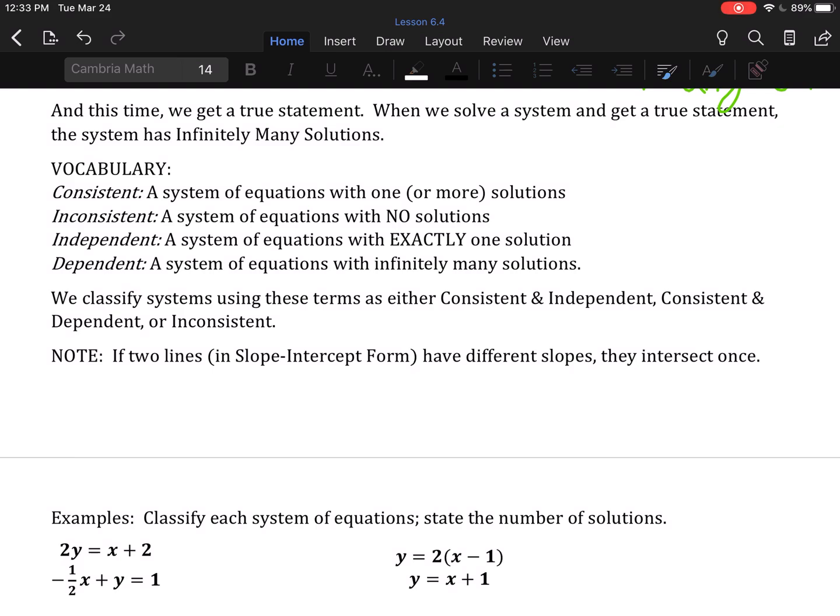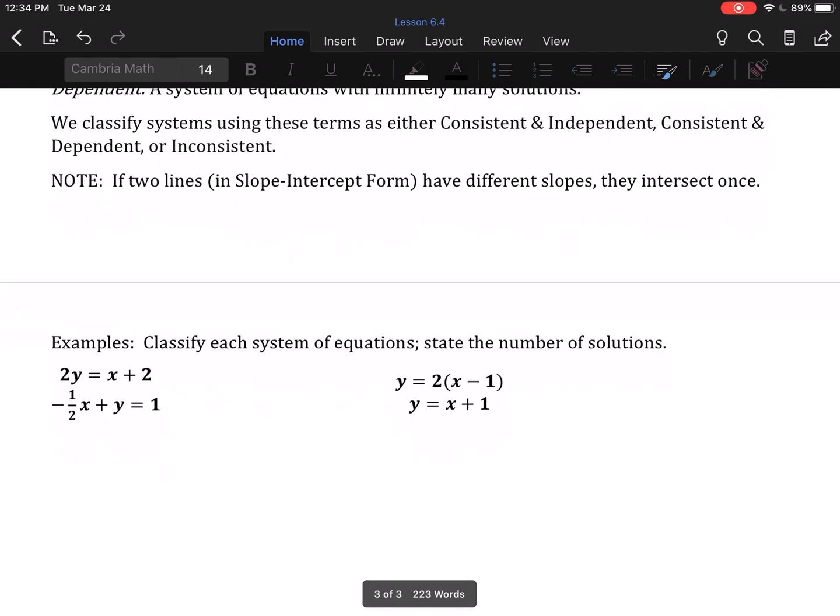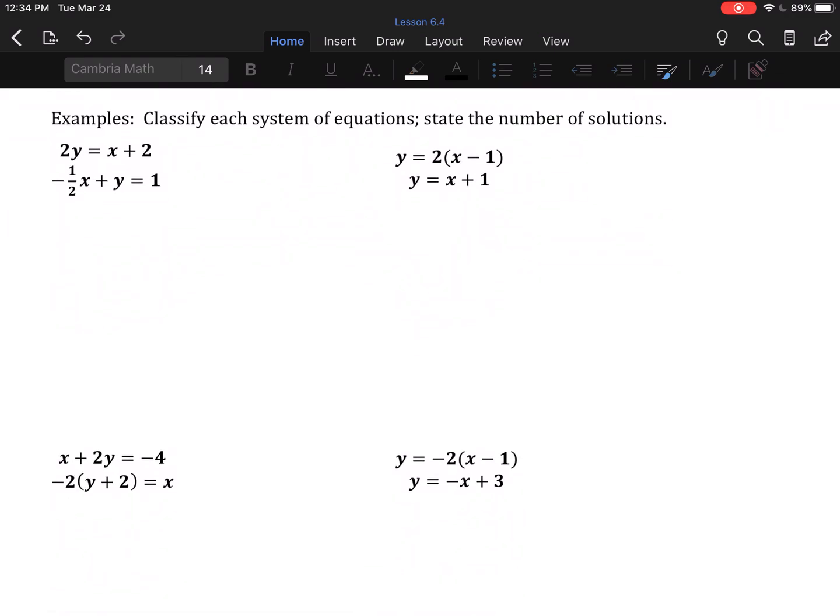And we can do this straight away out of slope-intercept form because if you're parallel, your slopes are the same, so long as you have a different y-intercept. If you have infinitely many solutions, then you are parallel and with the same y-intercept. And if you have different slopes, you will intersect at least once. So, classify each system, state the number of solutions.